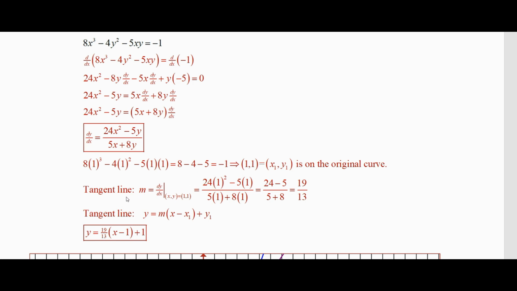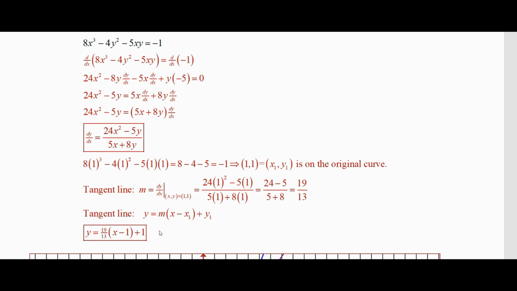Now what about the slope of the tangent line? Well, it's this derivative evaluated when (x, y) equals (1, 1). So I'm putting 1 for the x's and 1 for the y's. And this turns out to be 24 minus 5 is 19 on the top. The bottom is 5 plus 8 is 13 on the bottom. So the slope is 19/13. So the point-slope formula line is y equals the slope times parentheses x minus the x coordinate of the point, plus the y coordinate of the point. Both of these are 1s, and the slope is 19/13. And so that is the tangent line.